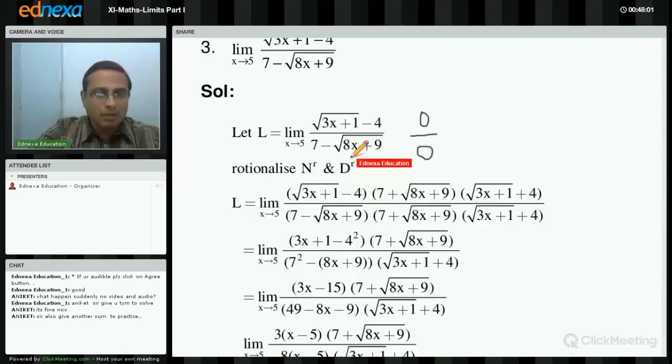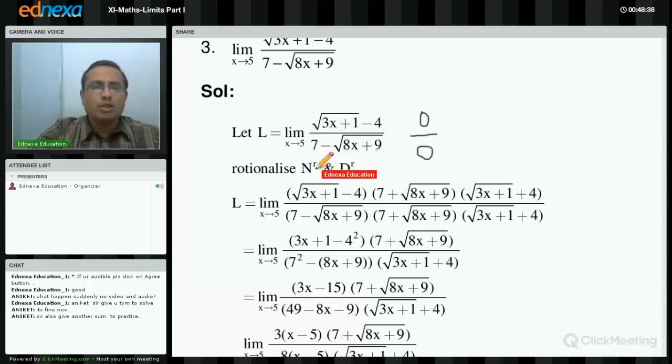See, the logic is simple. I won't say this is a polynomial, but the value of both numerator and denominator is 0 at x equal to 5. So x minus 5 must be a factor of both. Dear friends, initially that factor is in hidden form. So we have to find that factor, and after taking that factor common, we have to cancel it. For that, the only option is that you should realize you have to rationalize. So we rationalize both the numerator as well as the denominator.